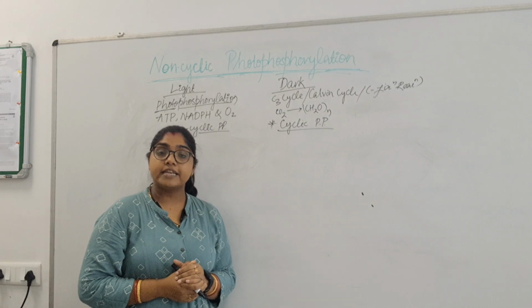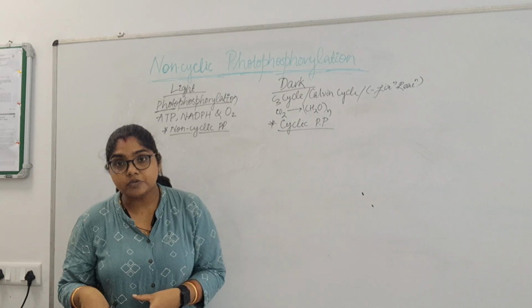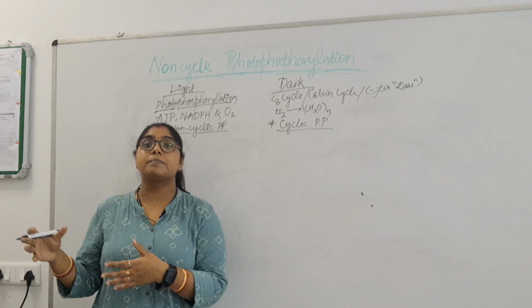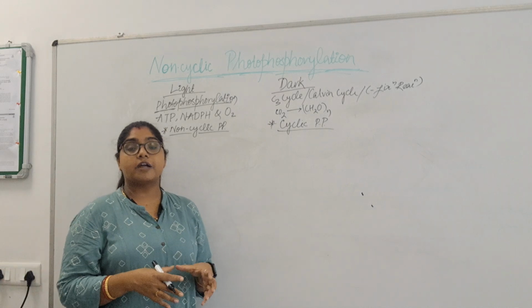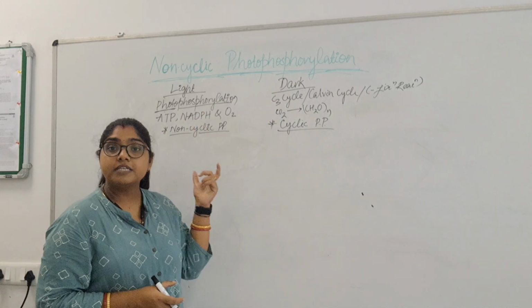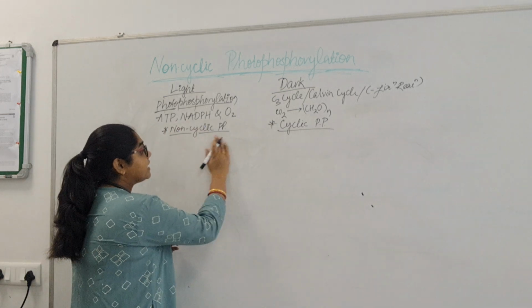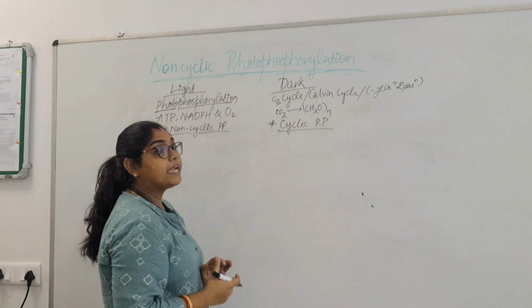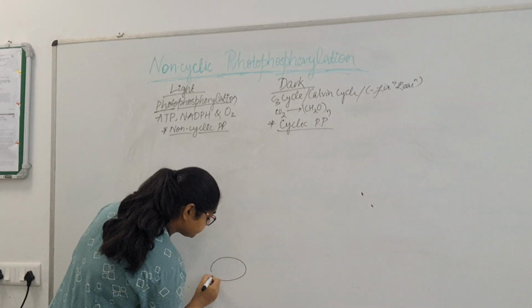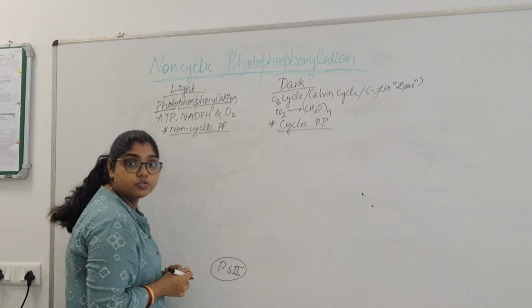Why is it called non-cyclic photophosphorylation? Because it is a process which is light induced and it transfers the electron in a non-cyclic pathway to convert the light energy to ATP and NADPH. That's why it is non-cyclic photophosphorylation. It starts with photosystem 2.